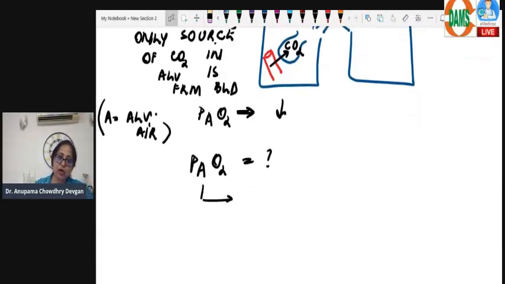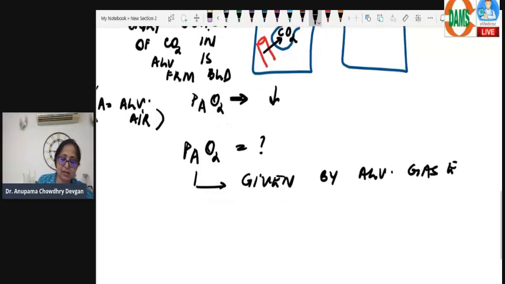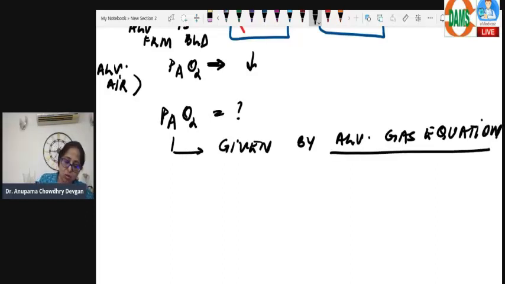Now, the partial pressure of oxygen in the alveolus is given by what is known as the alveolar gas equation. So what is this alveolar gas equation? This says PaO2, PaO2 in millimeters of mercury.